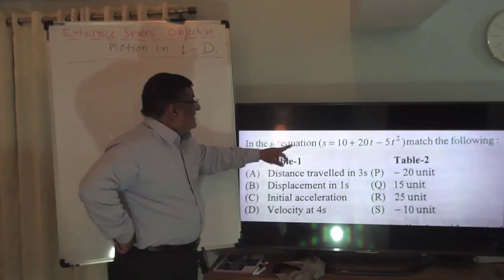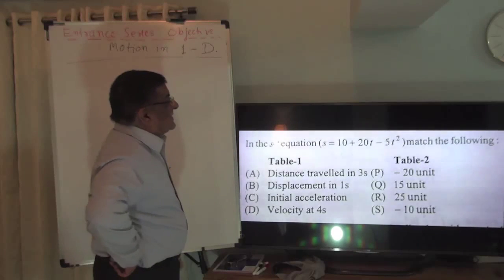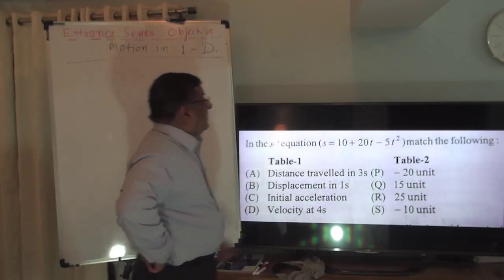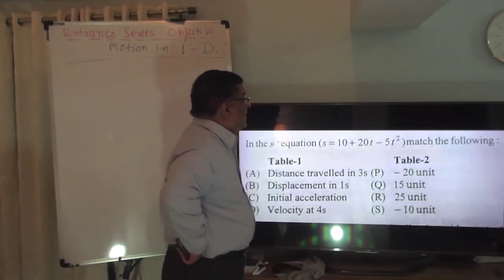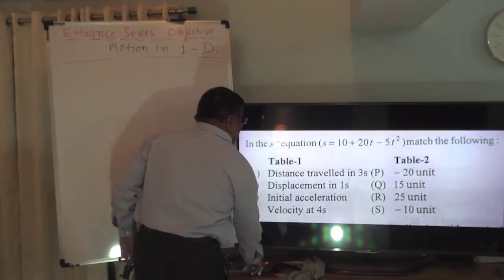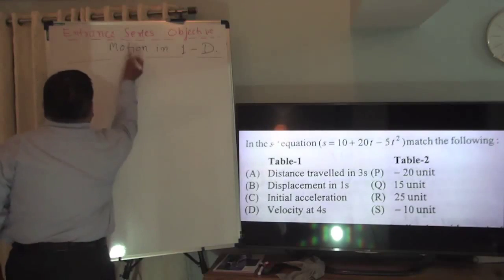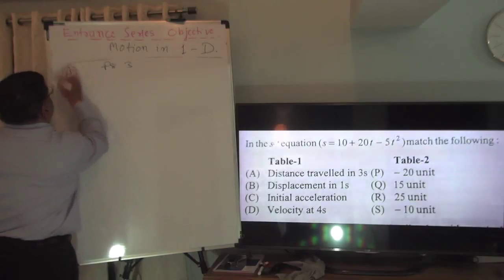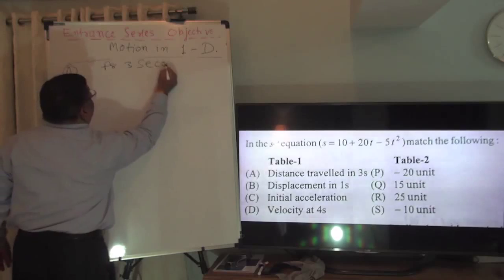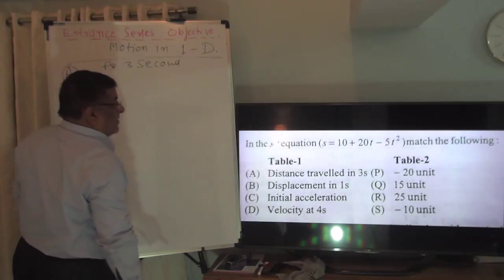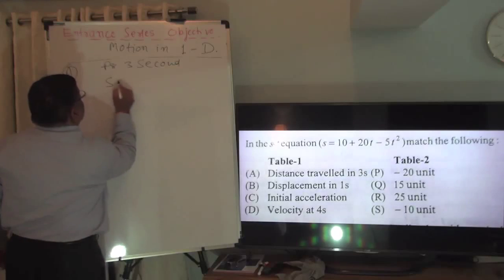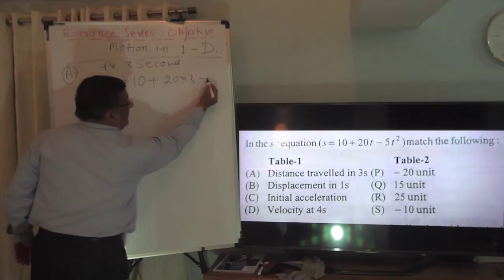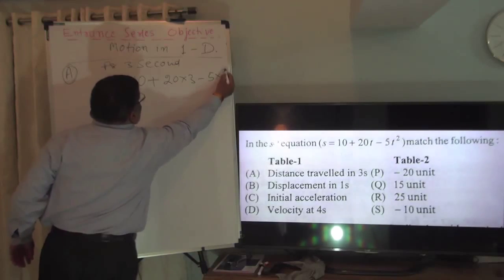In the ST equation, this is a displacement equation, and 3 seconds. If we put this value equal to 3, what do we get? So the answer is, for 3 seconds, we are solving A. For 3 seconds, S is equal to 10 plus 20 into 3 minus 5 into 3 square, that is 9.